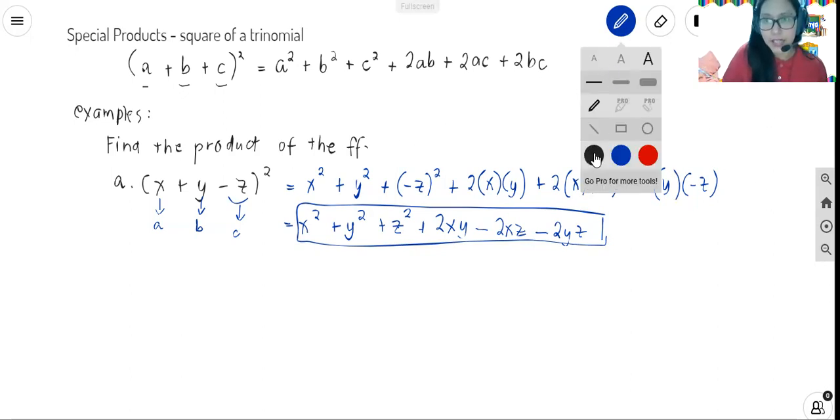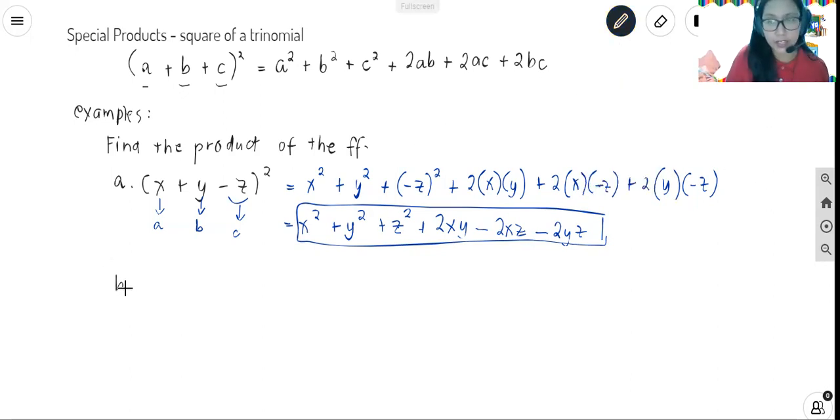Let's have another example to strengthen our understanding of this. So let's have (2a - 3b + 2c) squared.